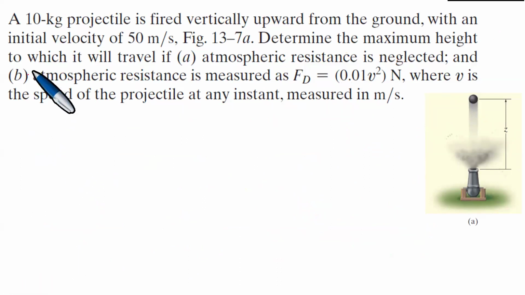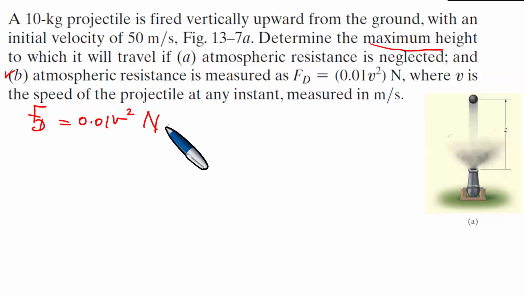Let's look at the next thing. In part B, we are saying the atmospheric resistance now is measured as Fd equals 0.01 v squared newtons, where v is the speed of the projectile at any instant measured in meters per second. Right, and what we want to calculate is the maximum height. We have been given the Fd, which means that Fd is 0.01 v squared newtons.